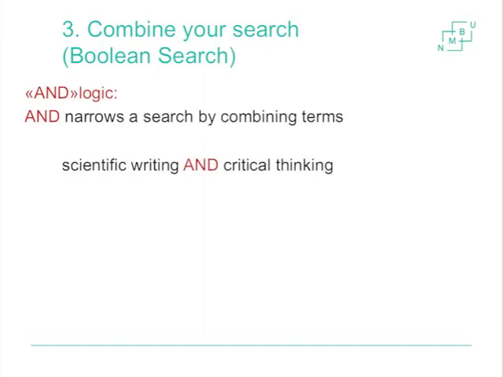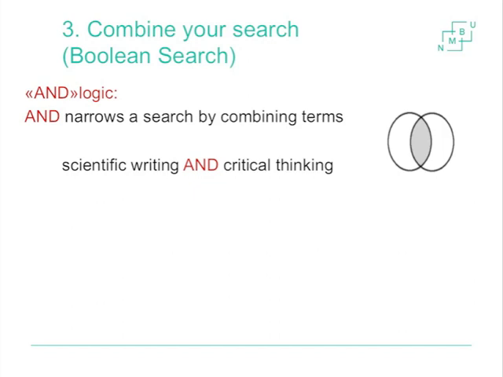If you use and, you will narrow down your search and make it more specific. For example, when I use scientific writing, this is a huge field. In my search, I want to combine scientific writing with critical thinking. I put an and between them. Doing this, I tell the database to only look for results that contain both search phrases in their document. The result list will be limited.